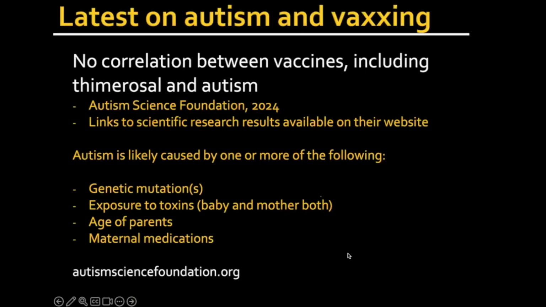Oh, let's talk about autism and vaccines. There is still, in scientific research, no correlation between vaccines, including, I can't say this, thimerosal, thank you, thimerosal and autism. Thimerosal is, I think, a mercury-based substance that makes up the liquid in a vaccine. So they've done tests on that.